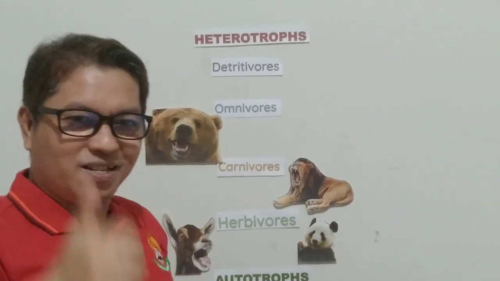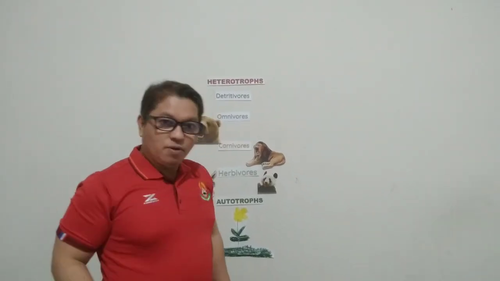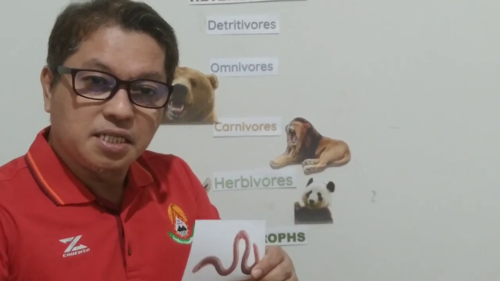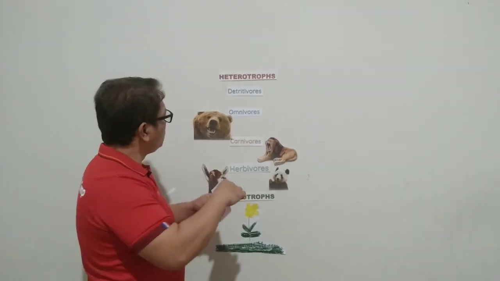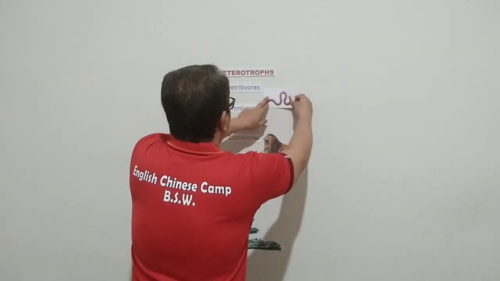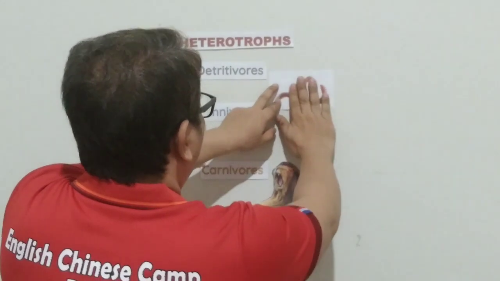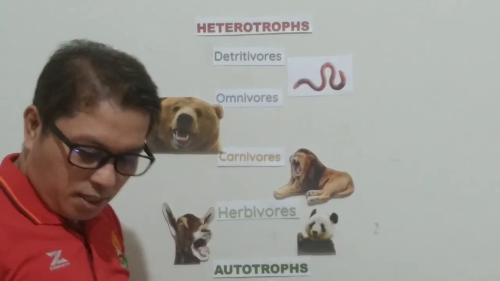Detritivores. Very good. Can you give me one example of detritivores? Yes. The worm is one example of a detritivore. Detritivore, the worm. They eat the decomposed bodies of those dead animals and plants. So the worm is one example of a detritivore. Can you give me another one example?